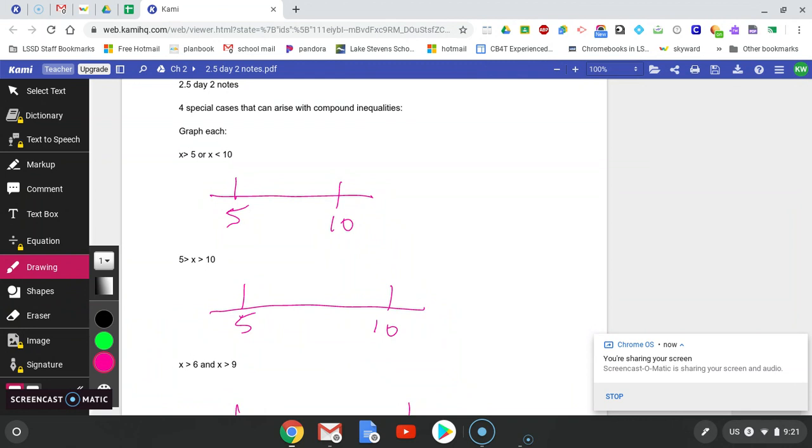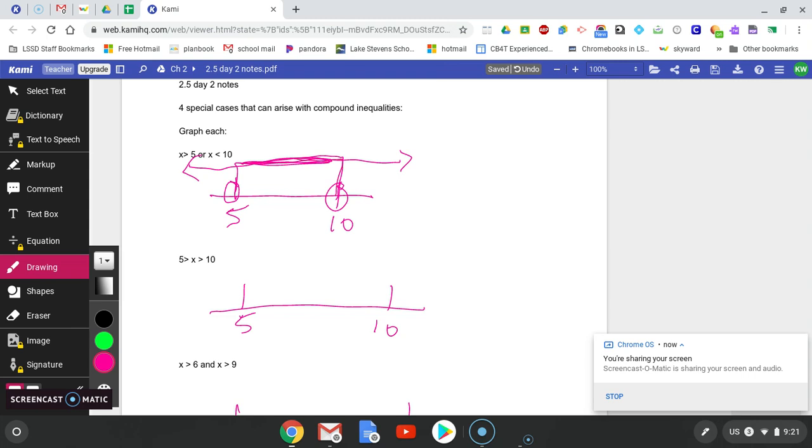Okay, so for x is greater than 5, that's an open circle, arrow to the right. X is less than 10 is a closed circle, arrow going to the left. But this is an or, it's not an and. If it were an and, we would want just this middle section, and we would erase the arrows. However, it is not just that middle section. Remember, our or, it says that it's where it works for at least one of your inequalities.